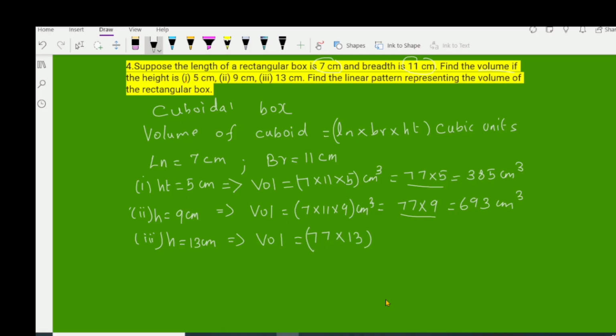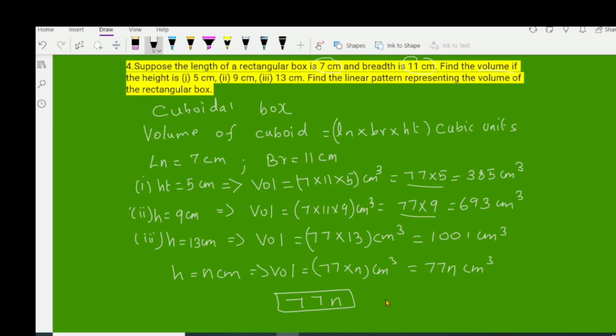Length and breadth are fixed. When you are multiplying 7 and 11, you will be getting 77. So 77 into 13 as the height. Centimeter cube is the unit. So product of these two is nothing but 1001 centimeter cube. So like this you can find the volume. Following this pattern, if suppose height is n centimeter, then volume of the rectangular box is nothing but 77 into n, which is 77n centimeter cube. So the required expression is nothing but 77n. As the height differs, you will be getting different volumes.